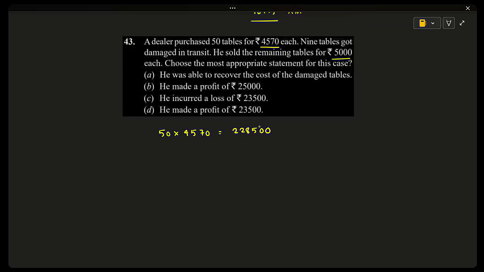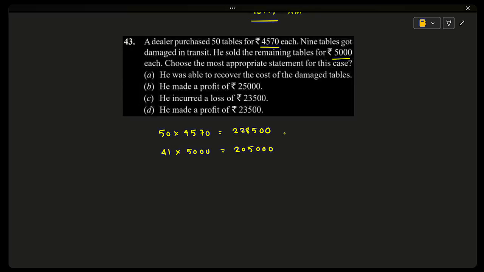And 9 tables got damaged in transit. That means the damaged tables he cannot sell. So remaining, that means 50 minus 9, only 41 is remaining. Each one he sold for 5,000 rupees. So 41 into 5, you'll be getting 205, and use extra 3 zeros.